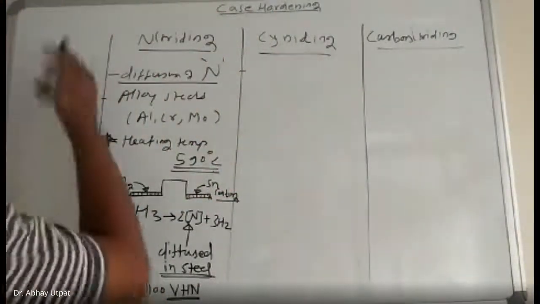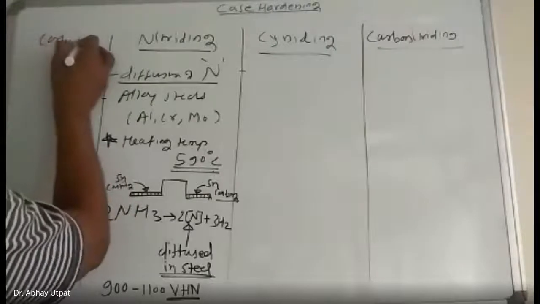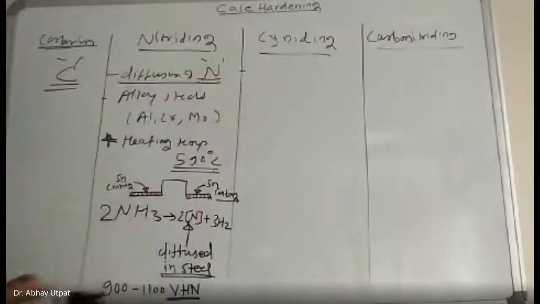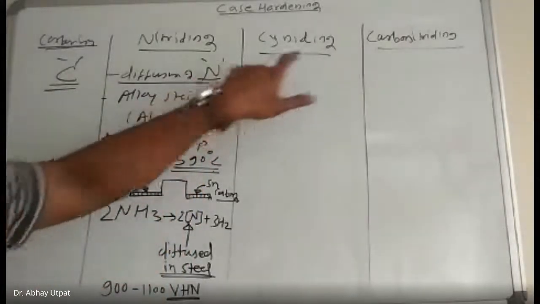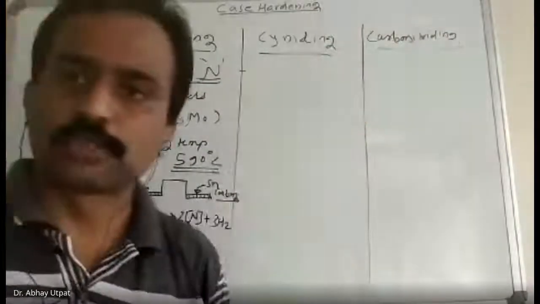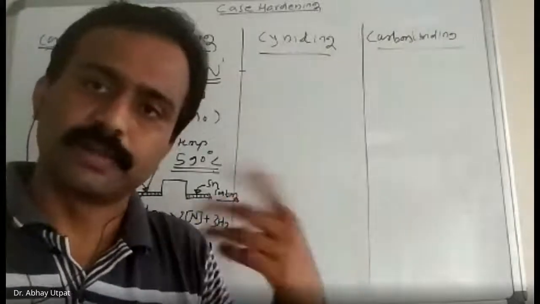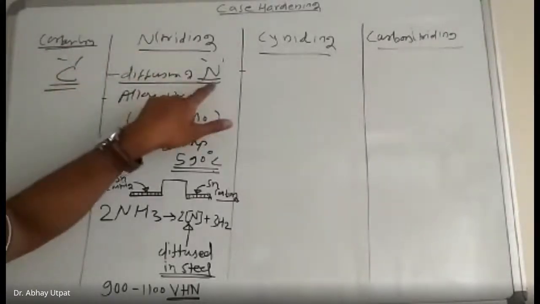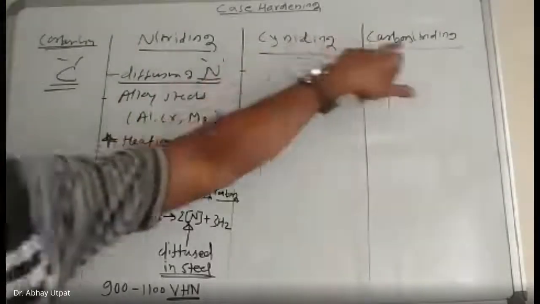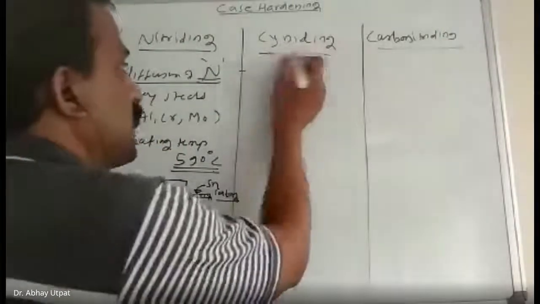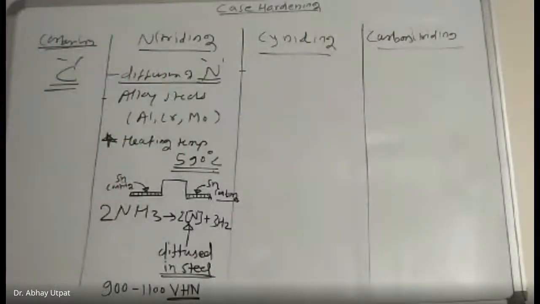So carburizing is diffusion of carbon only. Nitriding is diffusion of nitrogen only. These two last techniques, cyaniding and carbonitriding, consist of diffusion of both carbon as well as nitrogen. I repeat once again: carburizing, diffusion of carbon; nitriding, diffusion of nitrogen; and cyaniding and carbonitriding, diffusion of both carbon and nitrogen. So you can write cyaniding. Third treatment, cyaniding.